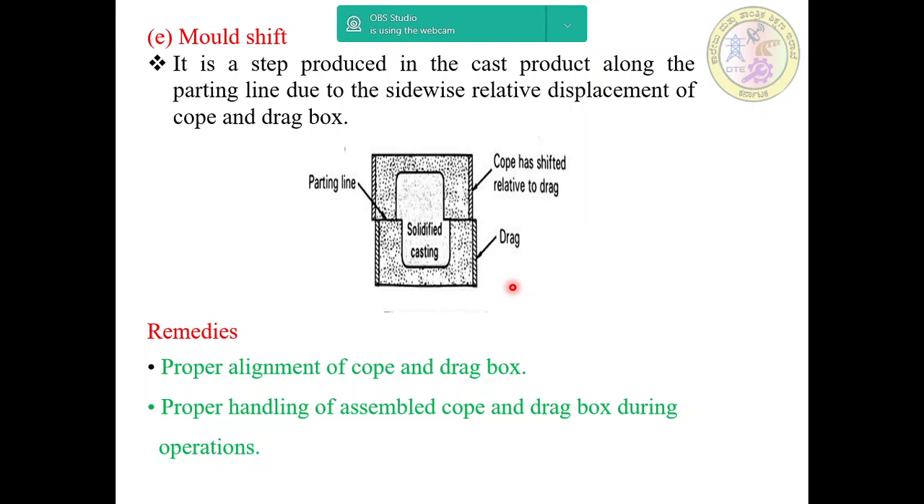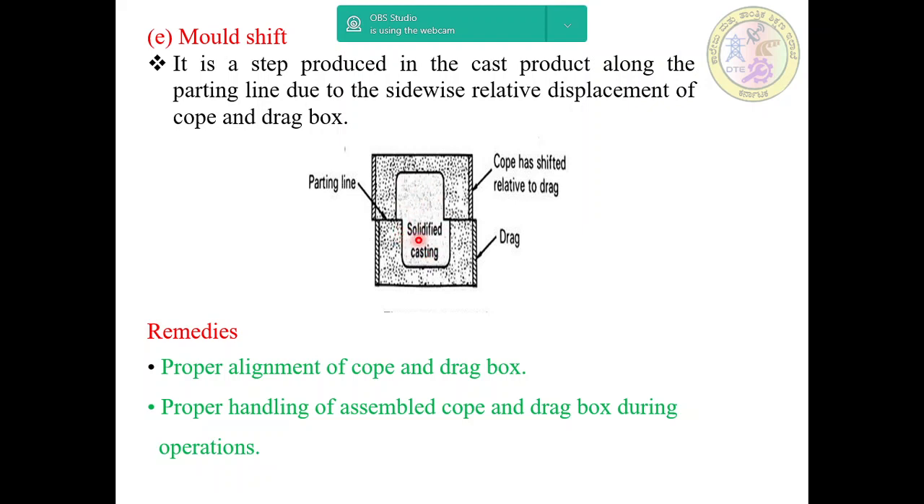And then mold shift. It is a step produced in the cast product along the parting line due to the sidewise relative displacement of the cope and drag. So this is the parting line surface, this is the cope box and then the drag box. Before pouring the molten metal, this shift occurs. Then after solidifying, the solidified casting will show this shift.